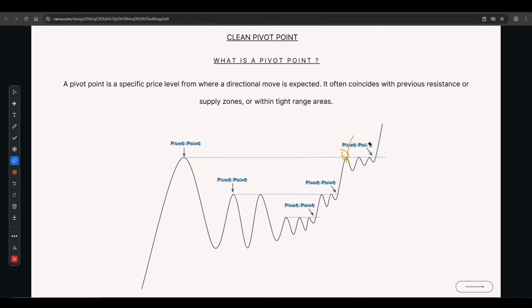So if the pivot points are clean and linear with equal highs, then the chances of our setup working gets significantly higher.